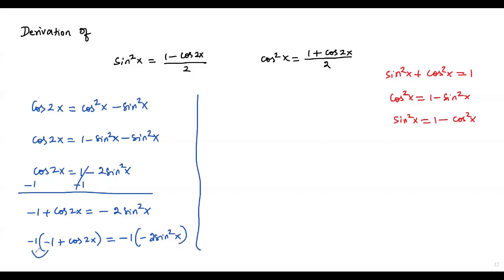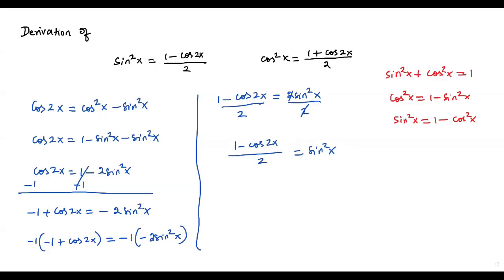Now let's distribute this negative 1 to the negative 1 and positive cosine 2x. When I do so, I'm getting 1 negative cosine 2x on the left side. When I multiply negative, negative, I'm getting positive. 1 times 2 sine square x is just 2 sine square x. Since our aim is to solve for sine square x, I have to get rid of this 2 which is multiplied over here. For that, I divide both sides by 2. When I do so, this 2 will cancel out. On the left side, I'm getting 1 negative cosine 2x over 2 equals sine square x. Now I got the derivation of the first formula, that is sine square x equals 1 negative cosine 2x over 2. Now let me erase this and get the derivation of the second formula.